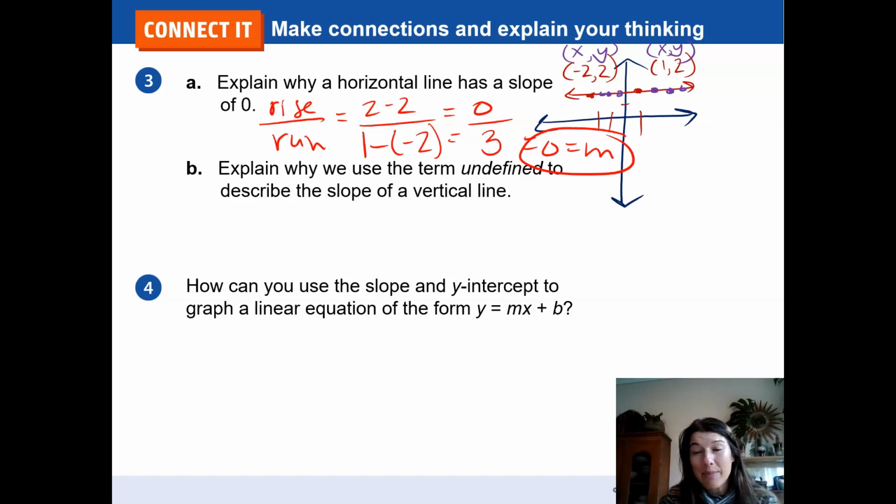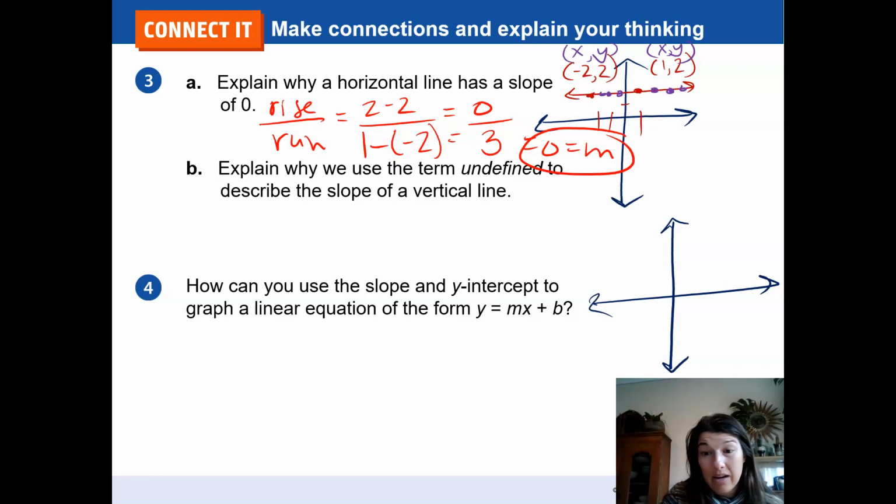Let's do a similar process to 3B. Explain why we use the term undefined to describe the slope of a vertical line. So a vertical line, straight up and down. Let's draw a sketch and give us something tangible to analyze. Whenever I come across something in math and I have no idea what they're talking about, I draw a picture. It really does help. All right.